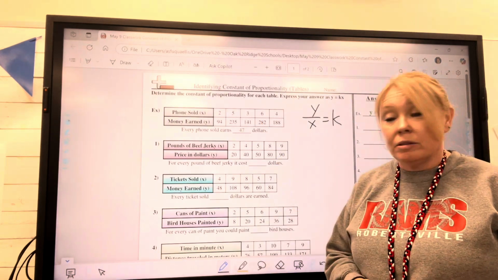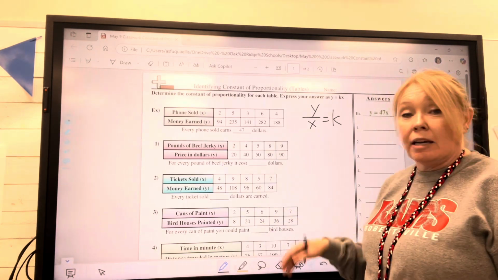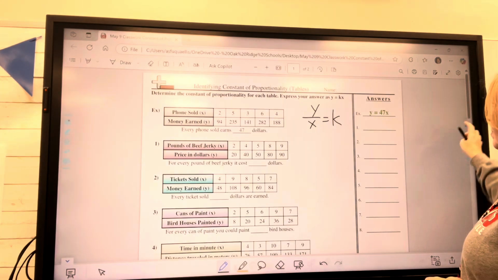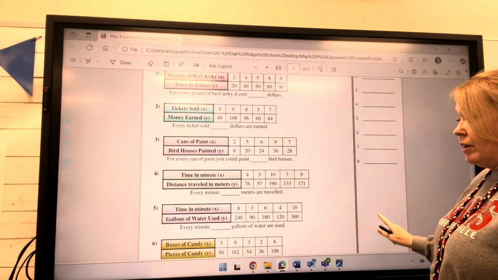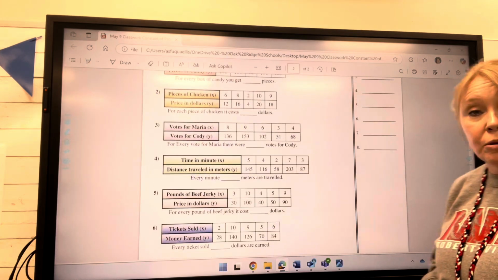There are some numbers that are really easy. There are some that may not work out just perfectly. But this is your assignment. It's 2 pages here, and they give you an example on each one. So 2 pages of identifying constant of proportionality.